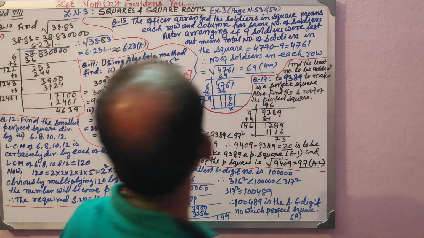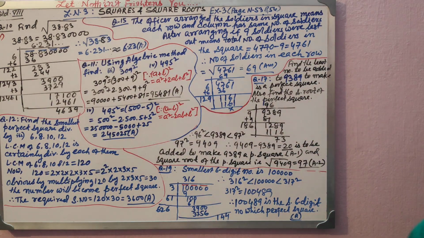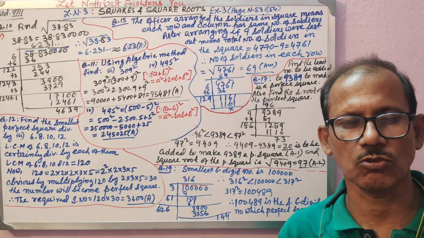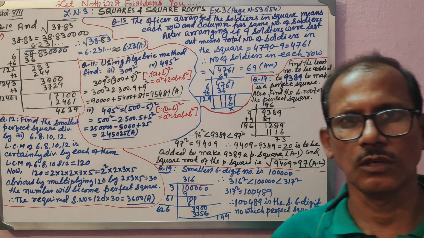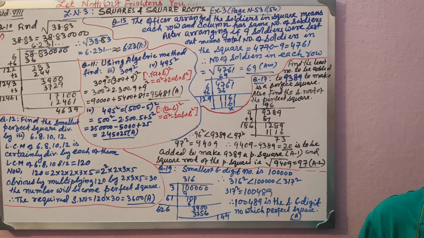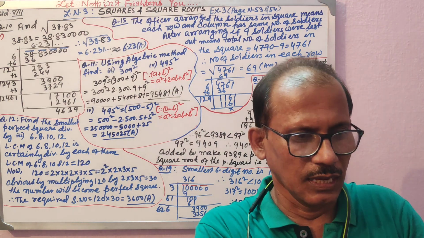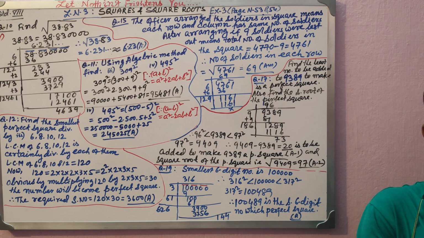Now moving on to question number 15, dear. That is a very good question. These all are day-to-day application based questions. See, one of the army officers made all his troops, all his soldiers, in a square form. Square form means each row and each column will have the same number of soldiers, isn't it?